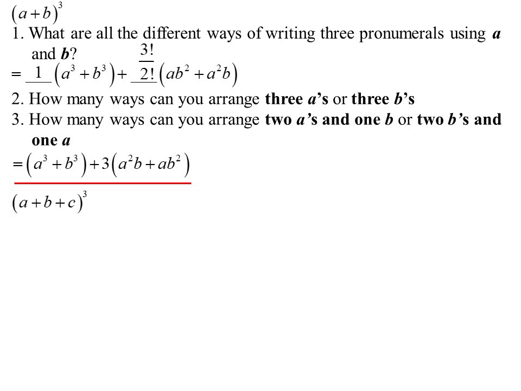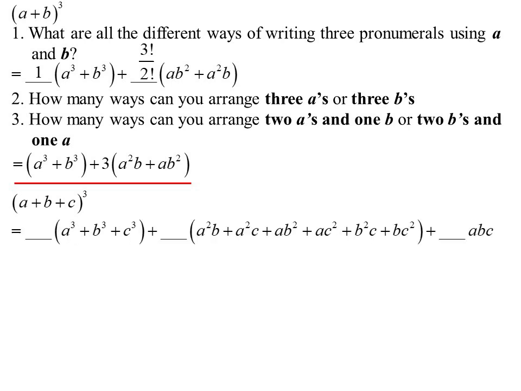So now I could expand out a plus b plus c all cubed. All the different ways of writing, but now I'm using an a, b and a c as well. So I could have used one of them 3 times, a cubed plus b cubed plus c cubed. I could use one of them twice and the other one once. So a squared b, a squared c, ab squared, ac squared, b squared c, bc squared. Or I could just pick one of each of them, a, b and c.